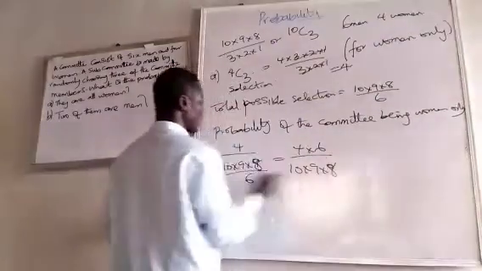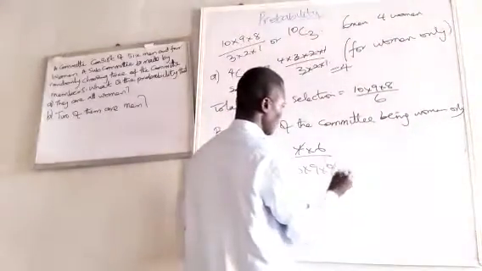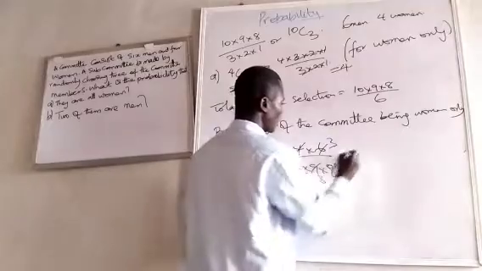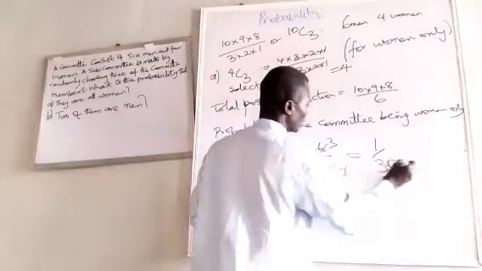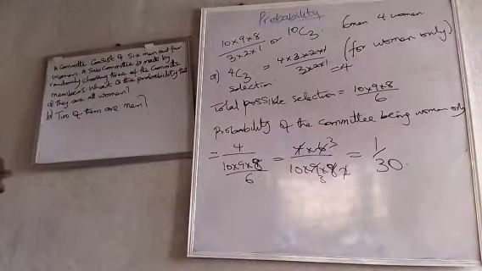I would have divided everything straight in, but just waiting. So here I have 2. Here I have 3. So here 3. So everything is going to be 1 over 30. So that's the probability of selecting a committee that is only women.